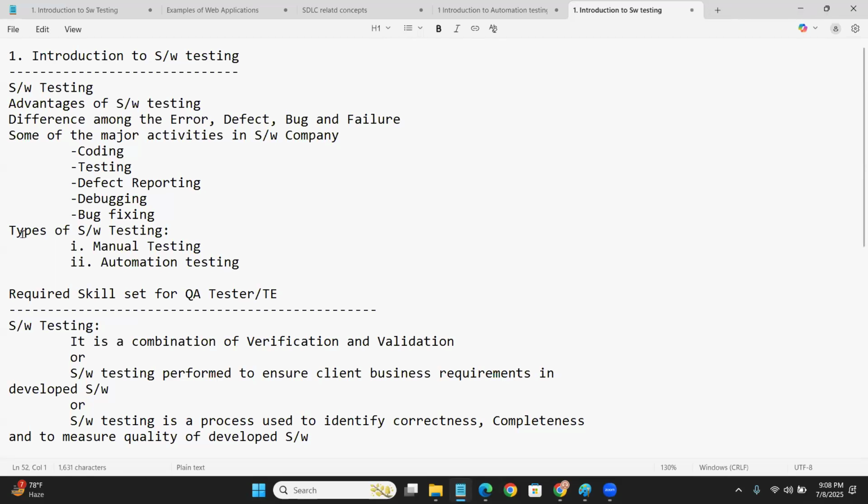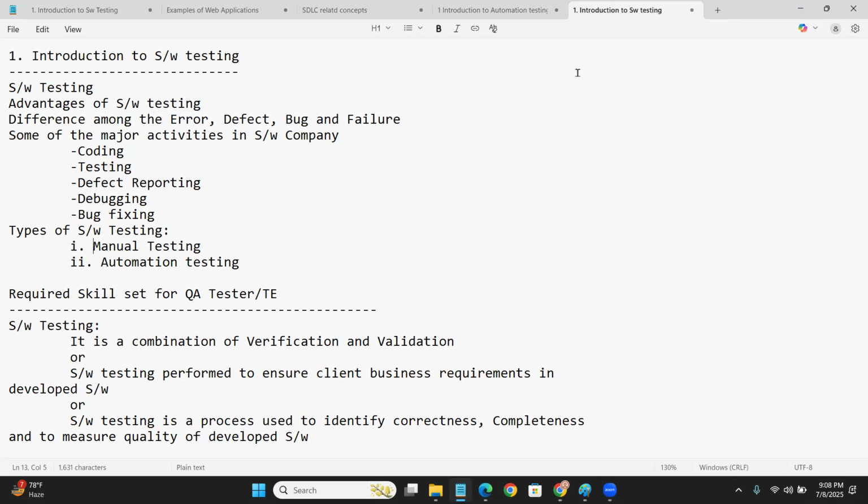After understanding these concepts, you are going to get clarity. If you want to get a job as a test engineer or QA tester, quality assurance tester, what type of skill set is required and what you need to update to get a job. This is what we are going to understand.